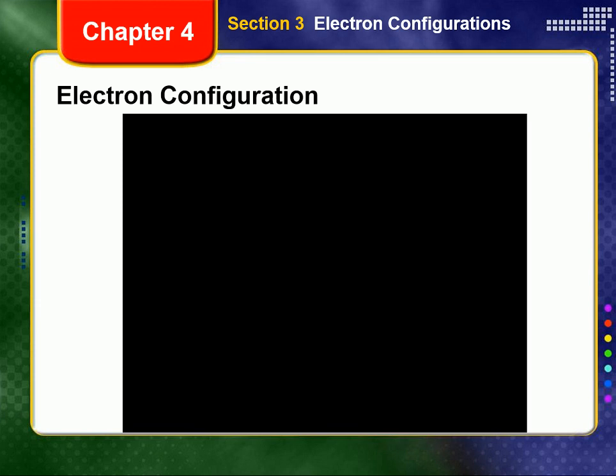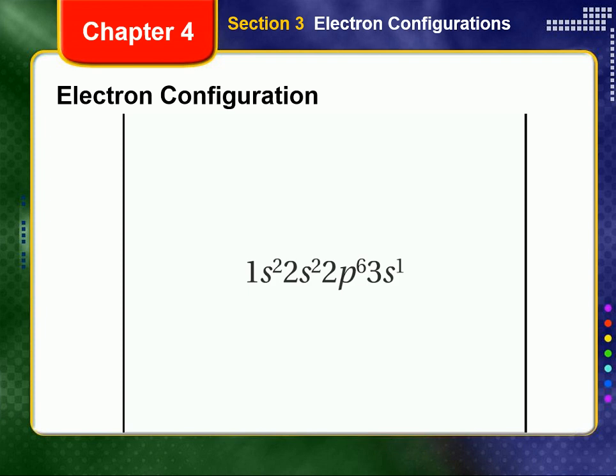The electron configuration of an element is the arrangement of electrons in an atom of that element. For example, the electron configuration of sodium is 1s2, 2s2, 2p6, 3s1. This orbital diagram shows you which orbitals are filled in the atom. For example, sodium has 2 electrons in the 1s orbital, 2 electrons in the 2s orbital, 2 electrons in each of the 2p orbitals, and 1 electron in the 3s orbital.